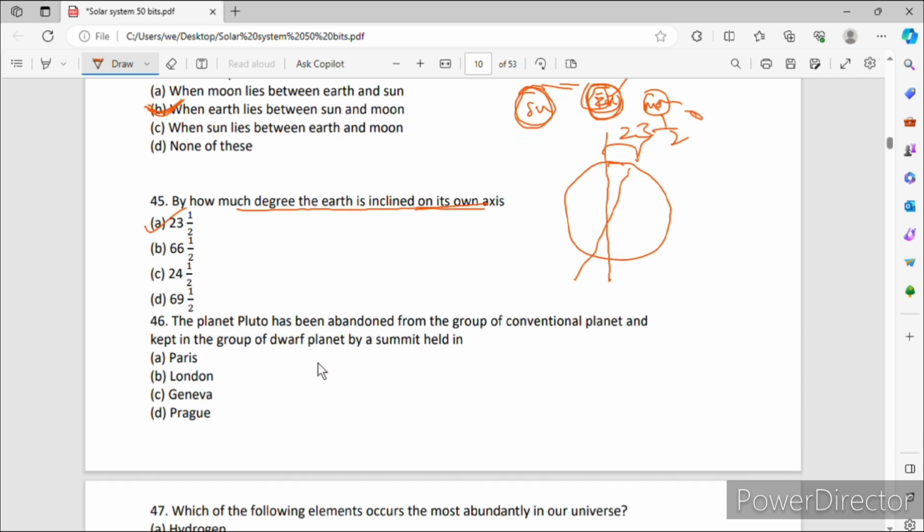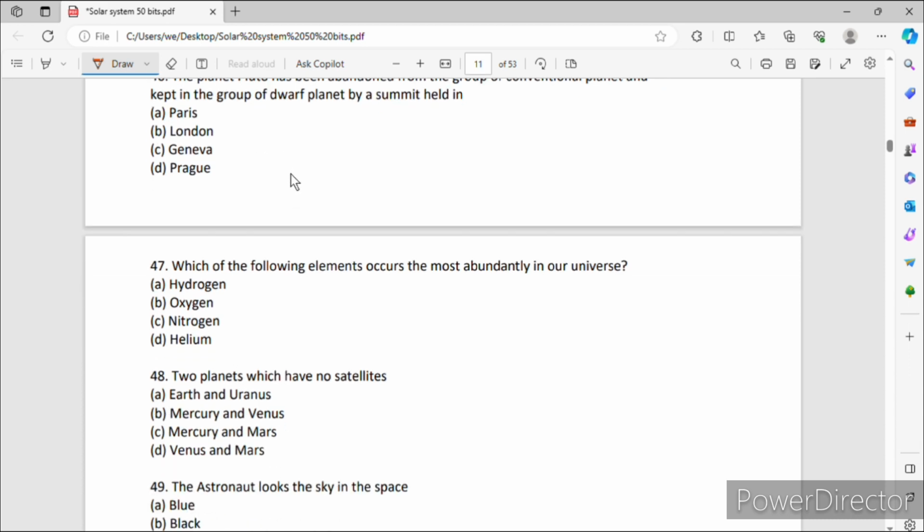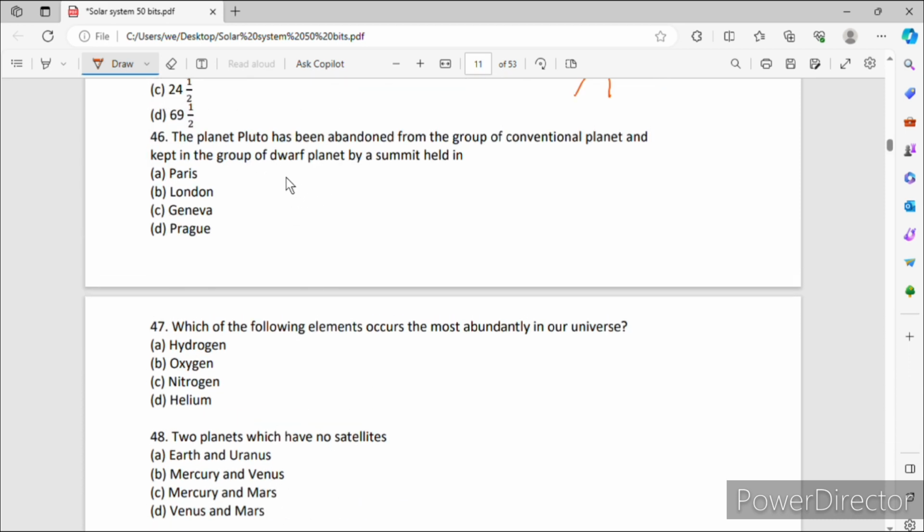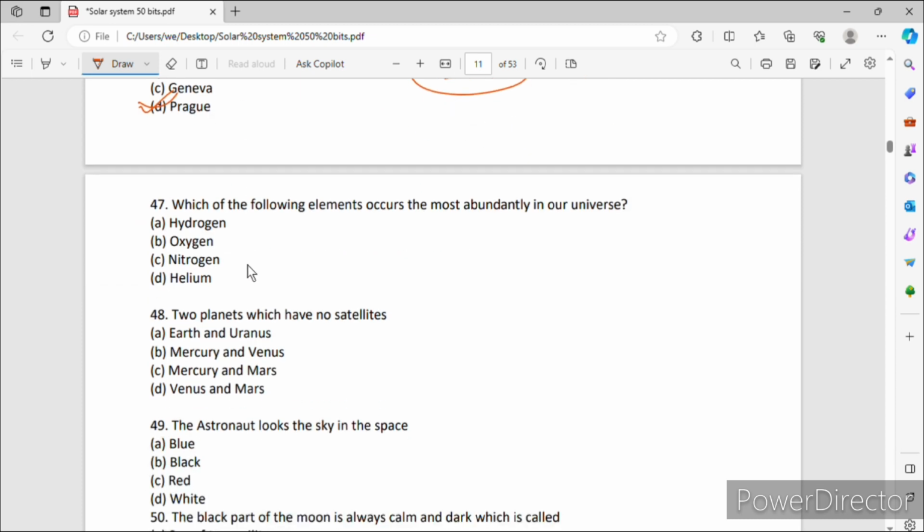And see the next question, the planet Pluto has been removed from the group of conventional planets and kept in the group of dwarf planets by a summit held in dash. See, it was held in 2006, in Prague.